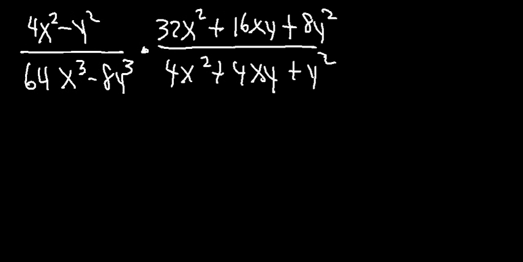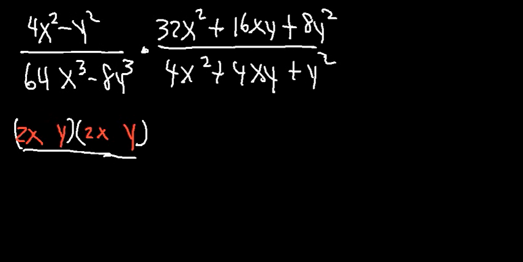So on top, notice that what you have is the difference of perfect squares. And so we can factor it using that technique. So the square root of 4x squared: the square root of 4 is 2, and the square root of x squared is x. So we get 2x. The square root of y squared is just y. So it's going to be plus and minus.